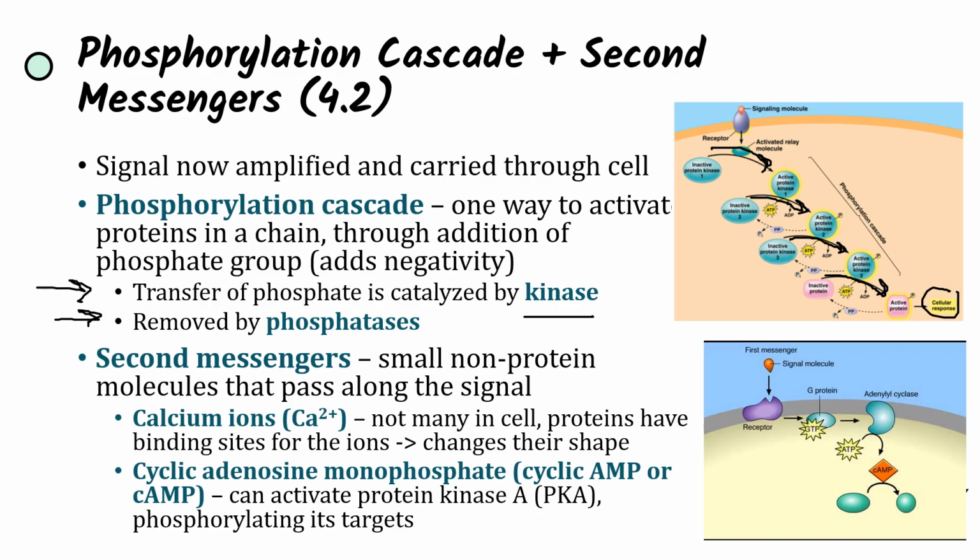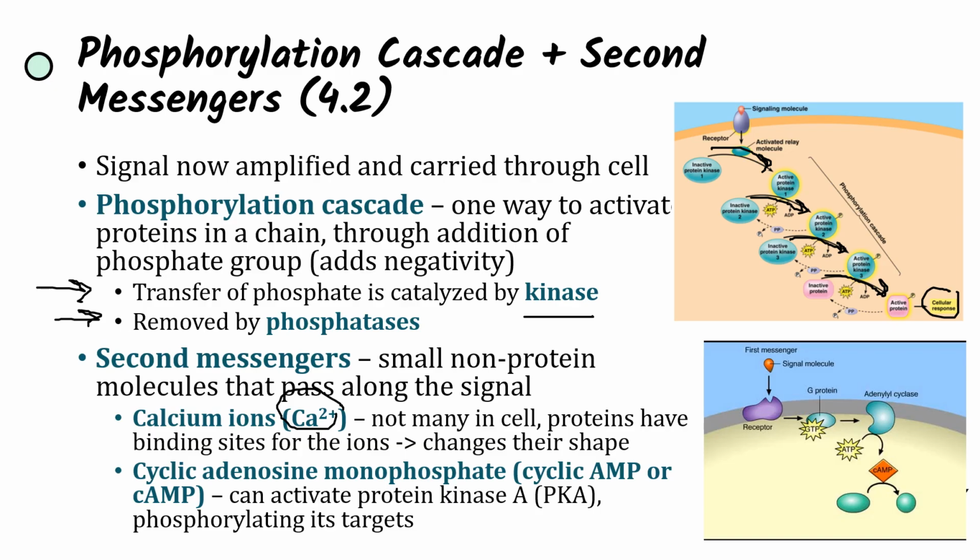Now, second messengers are non-protein molecules that pass along the signal. So compared to phosphorylation cascade, which is based on enzymes that are being activated through phosphate groups of ATP, these second messengers are non-proteins. And the two most common kinds are calcium ions and cyclic AMP. And calcium ions act as a good second messenger because there's not many in the cell. So when they're able to enter the cell through, say, a ligand-gated ion channel, then there's going to be a huge shift in positivity in the cell, because these are positive ions. And proteins often have binding sites for the ions, which are going to change their shape.